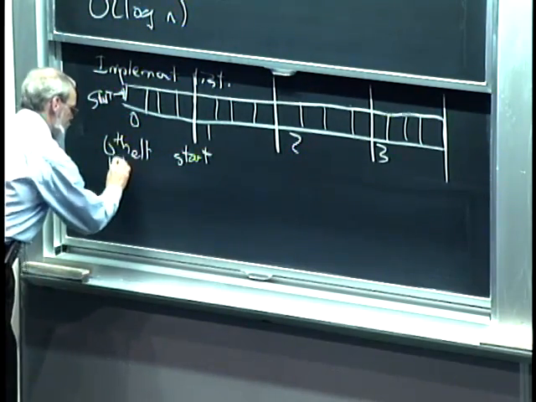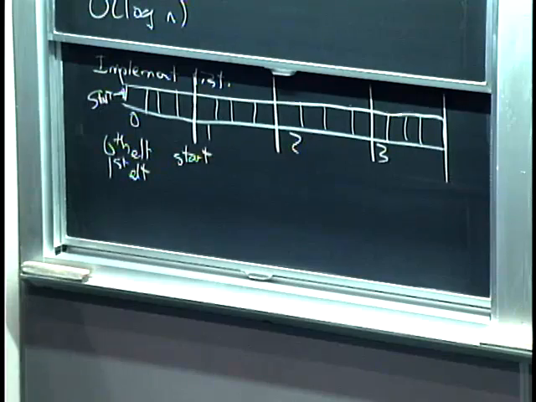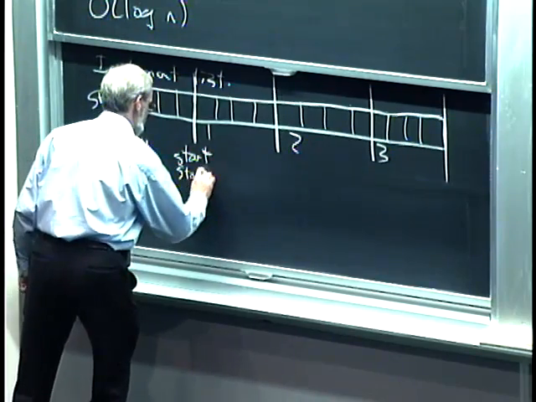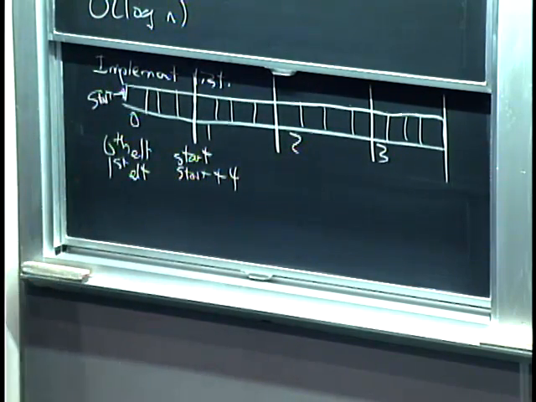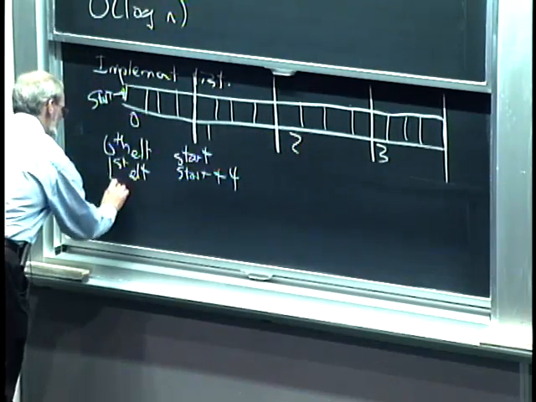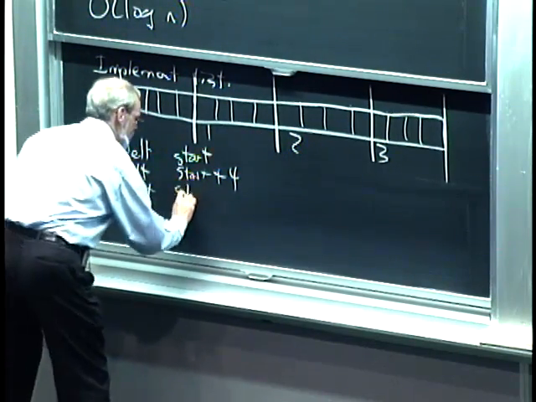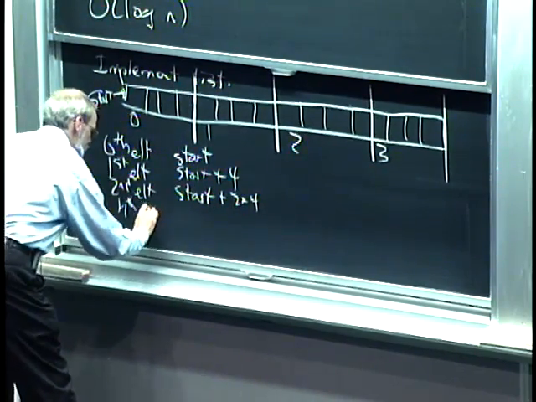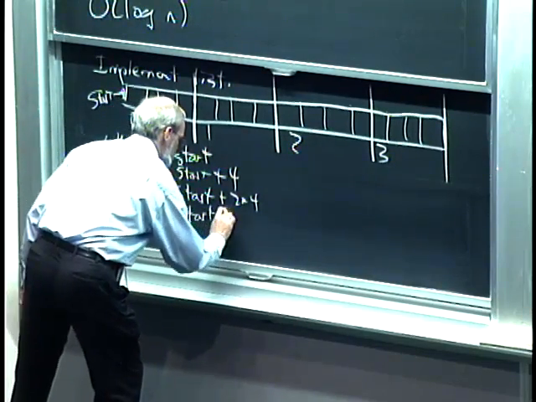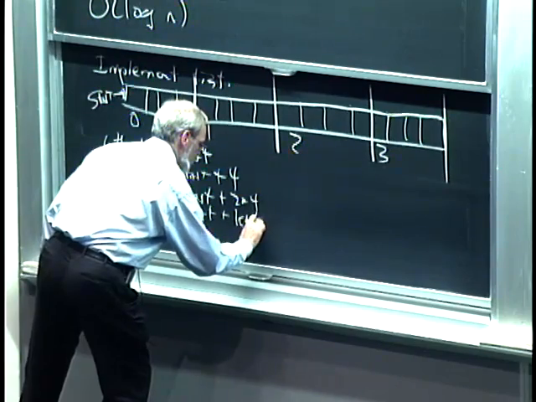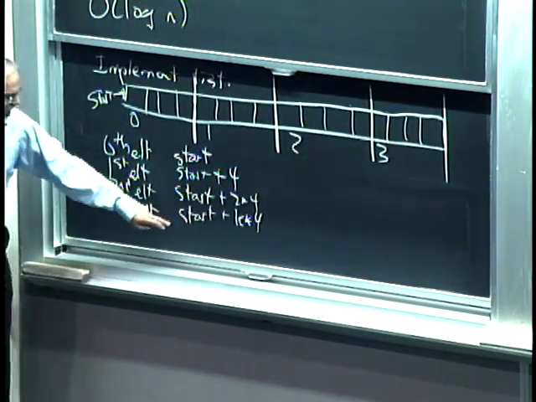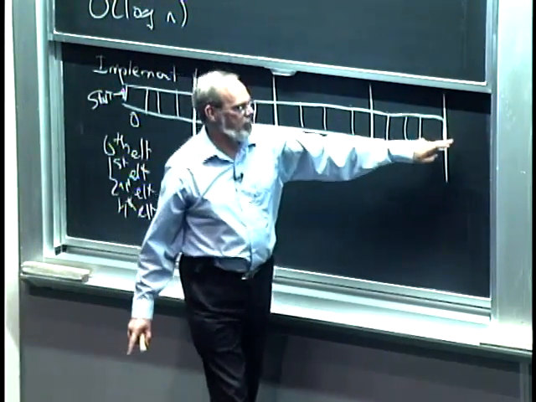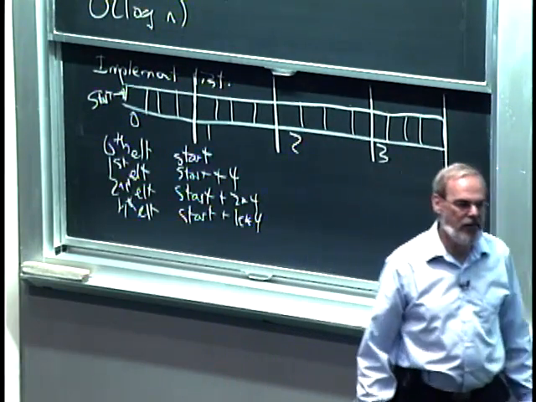To find the first element, because I know I need 4 memory cells to represent an integer, it's at start plus 4. To get to the second element, I know that that's, and you get the idea, at start plus 2 times 4. And to get to the kth element, I know that I want to take whatever the start is, which points to that place in memory, take k, multiply by 4, and that tells me exactly where to go to find that location.